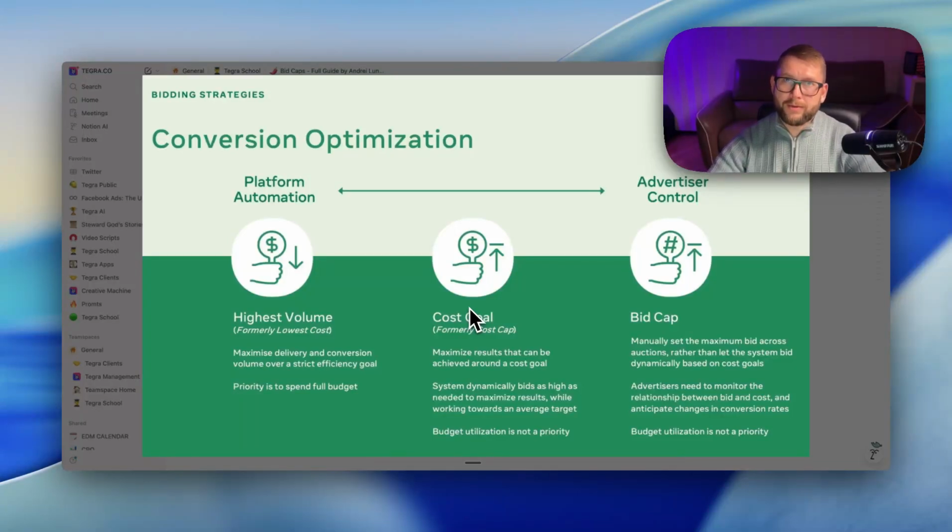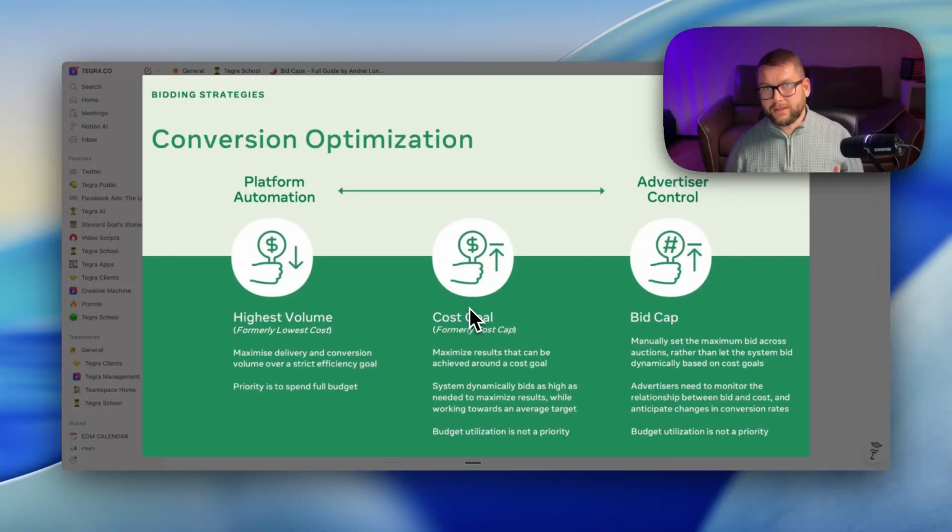Now we talk about the lowest cost campaigns, which are highest volume, which is called lowest cost without caps, lowest cost with bid cap, and cost cap, which is called lowest cost with the cap. So what's the difference? The difference is how the account selects the auctions using these three strategies.